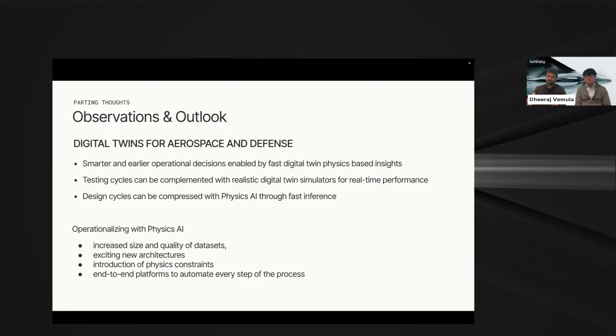We've also shown you how to compress design cycles with physics AI, which provides faster inference, so you can now not only get predictions fast, but also get these predictions in the hands of non-experts who might be using the outputs of physics AI models for their own engineering workflows.